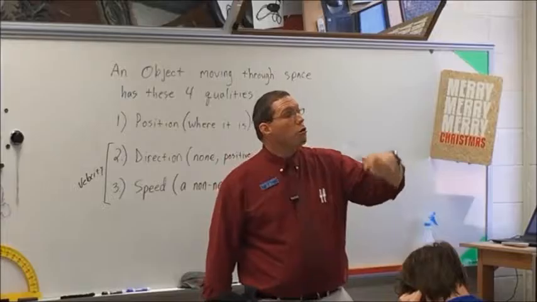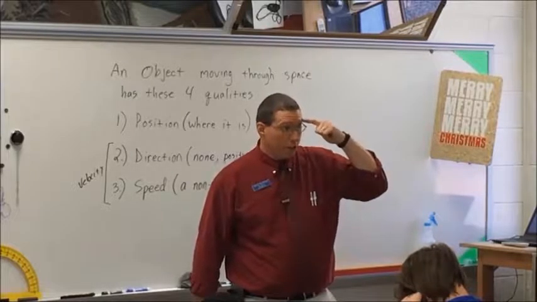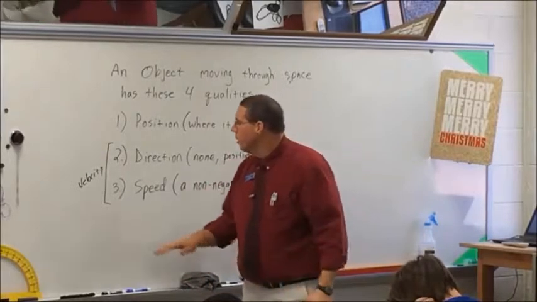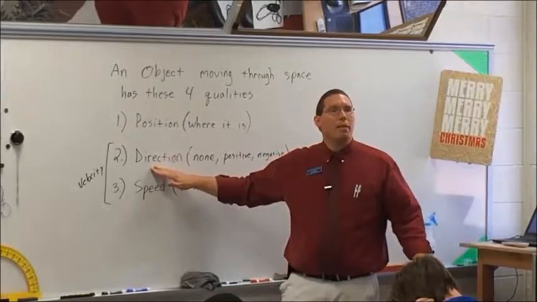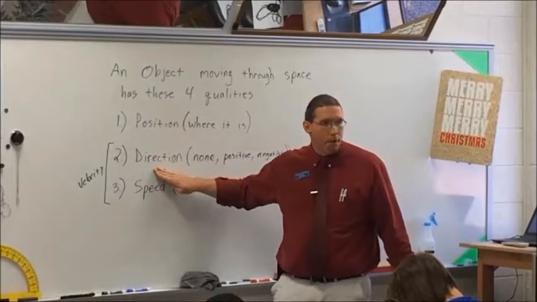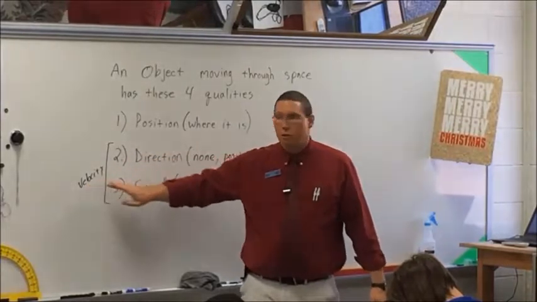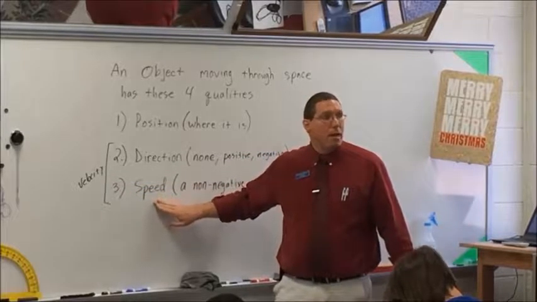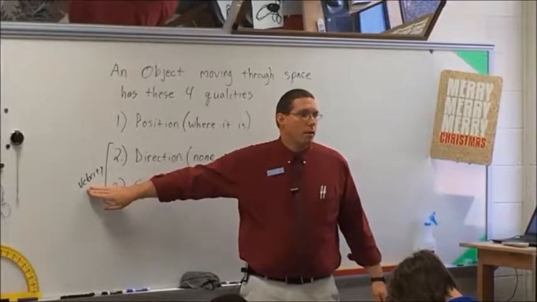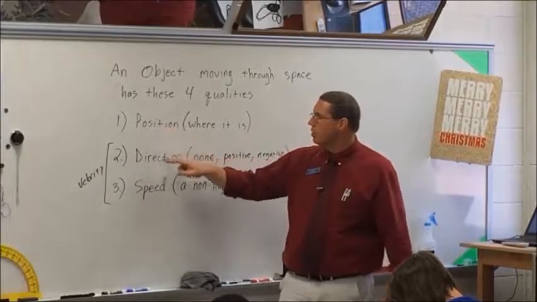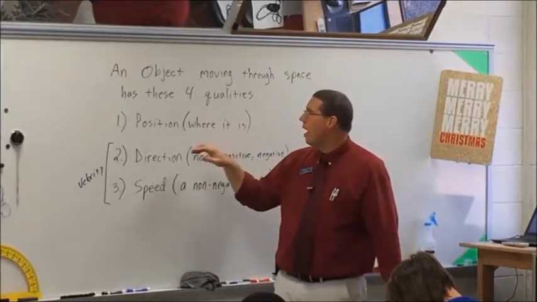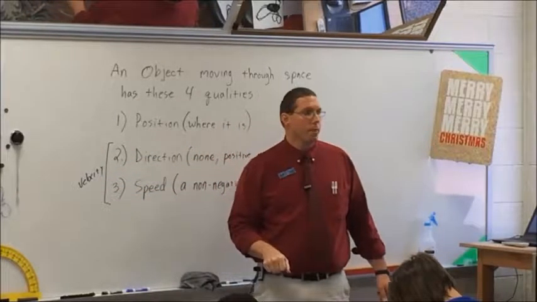But whenever you hear the word speed, the next word that should enter your head is velocity. Because if somebody asks you what direction is it traveling, you're going to get the answer to that from the velocity. And if you're asked how fast is it going, what is its speed, you're going to get the answer to that question from the velocity. So an object moving through space has position, direction, and speed, or you can say an object moving through space has position and velocity. Okay?